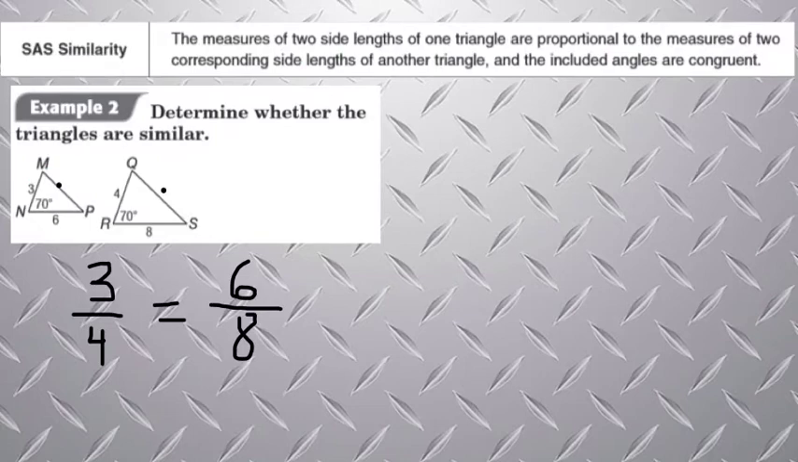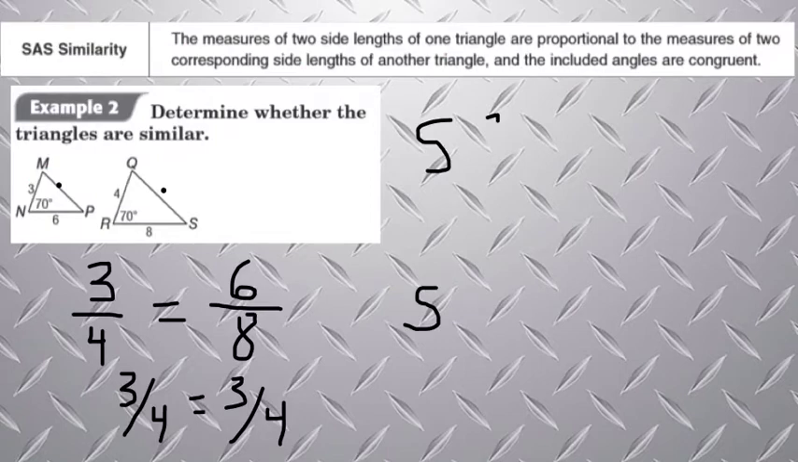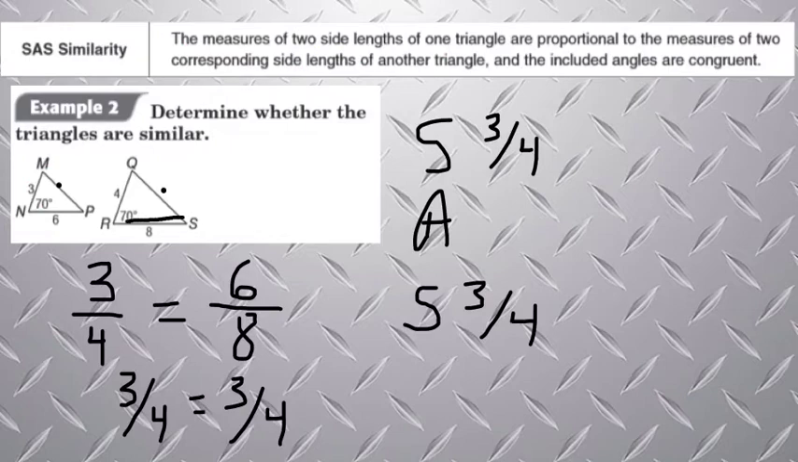This is already reduced. Let's reduce 8 over 6, or 6 over 8, I'm sorry, which is also 3/4. So we have the two sides, because they have the same scale factor. All we need now is an angle between those two sides to be congruent. You can see I had these two sides, and what do you know? Angle N and angle R are congruent.